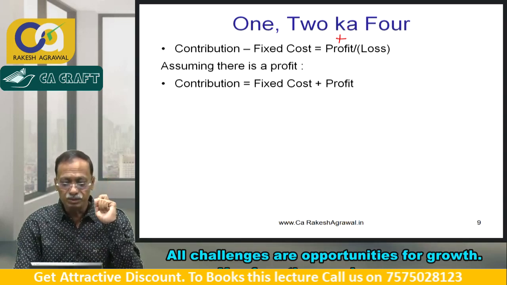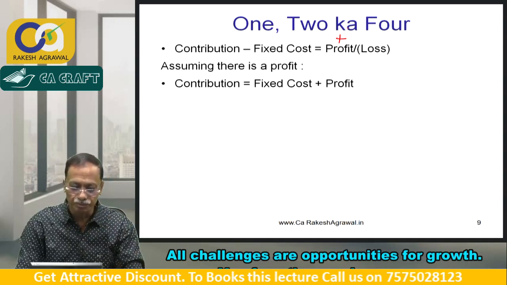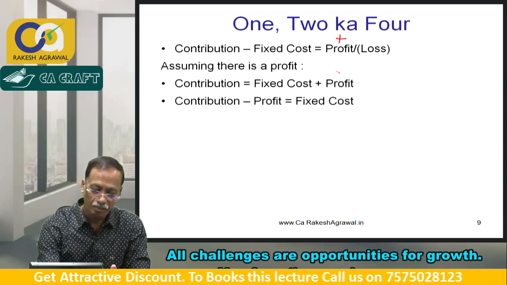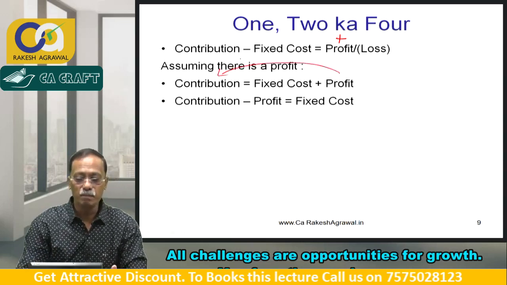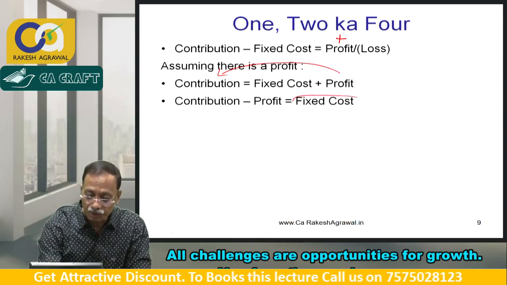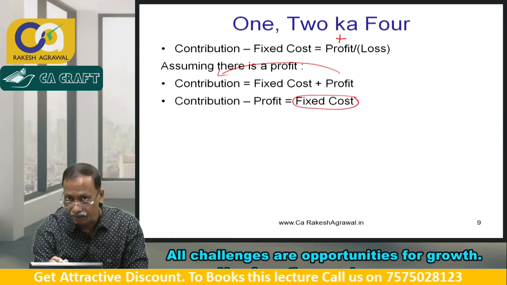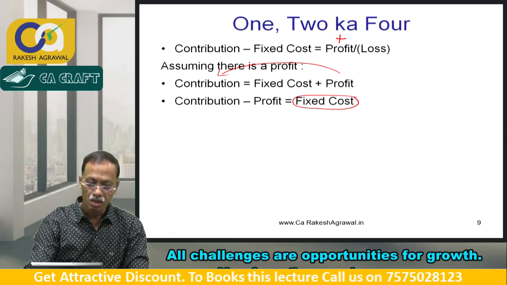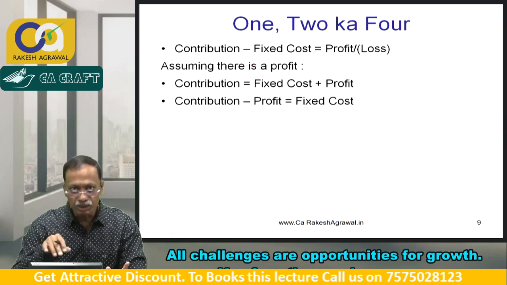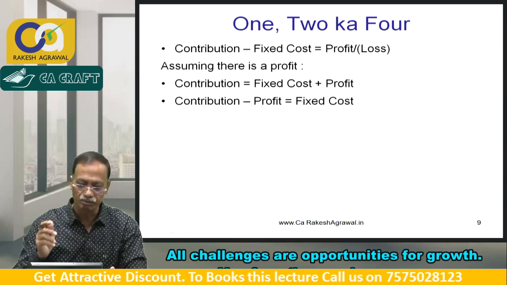So if contribution is missing, how can you calculate? Fixed cost plus profit can give you the contribution, or contribution minus profit, I am taking profit here, contribution minus profit will be equal to fixed cost. Sometimes in the question fixed cost is missing, so you can calculate it as contribution minus profit is your fixed cost. Now you don't have to remember these formulas by heart, but you have to remember this logic, that remember the basic formula and reshuffle the formula to get multiple formulas.